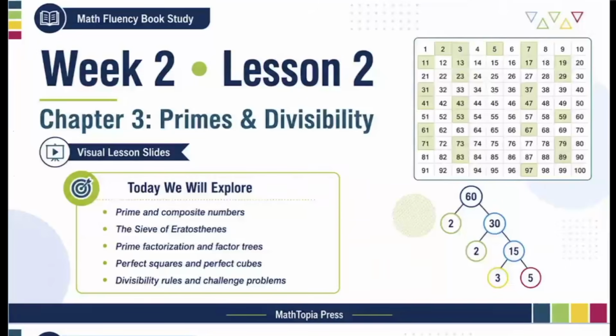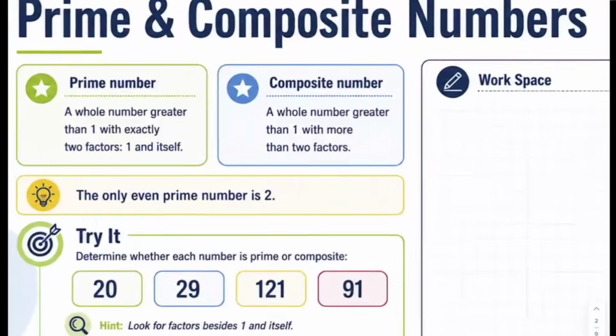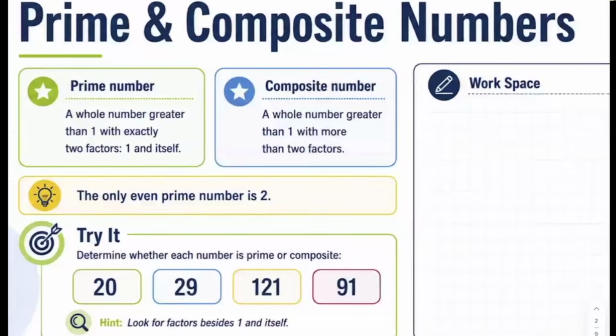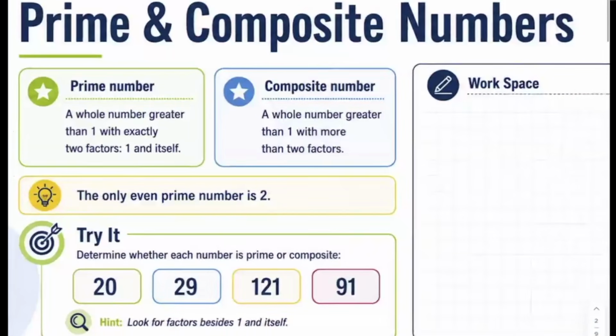Well, this is week 2, our lesson 2. We are going to cover Math Fluency Books chapter 3, which is divisibility and prime numbers. Definition of a prime number, right? A whole number greater than 1 with exactly 2 factors, 1 and itself. But the interesting thing is what? 2 is the only even prime number, right?